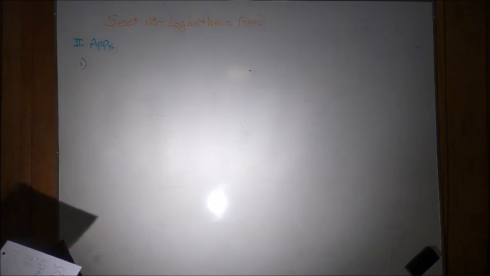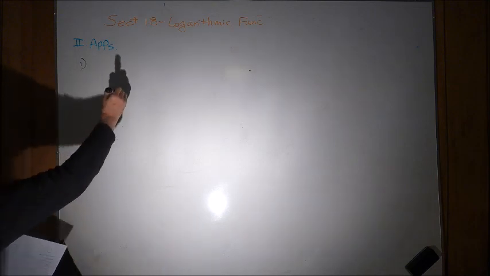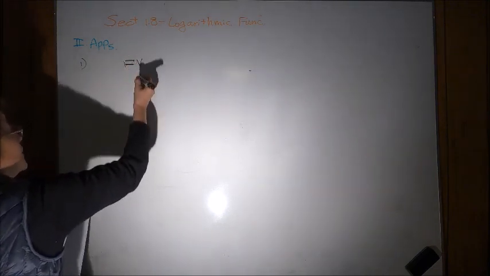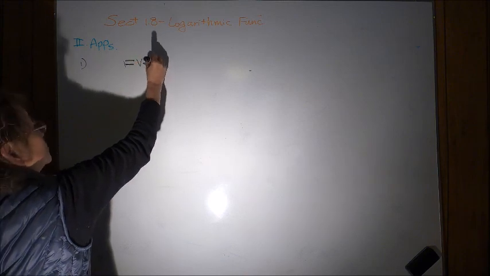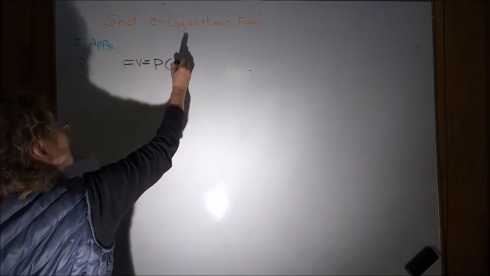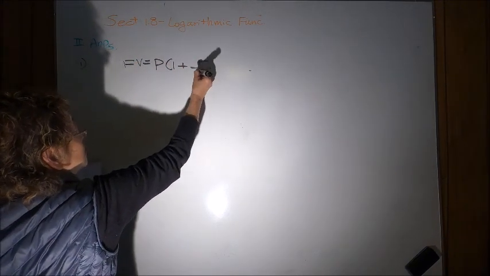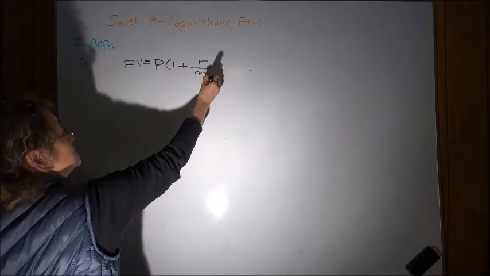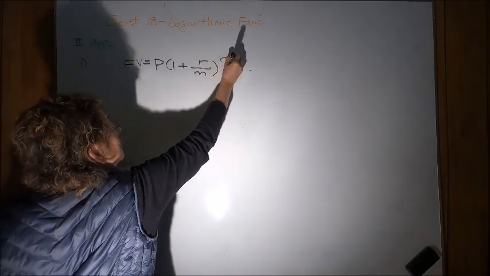So for the future value, what's the formula for the future value if it's compounded quarterly, right? We have this. Future value equals what? Your principal times 1 plus your rate, the annual rate, divided by how many times per year, times what?